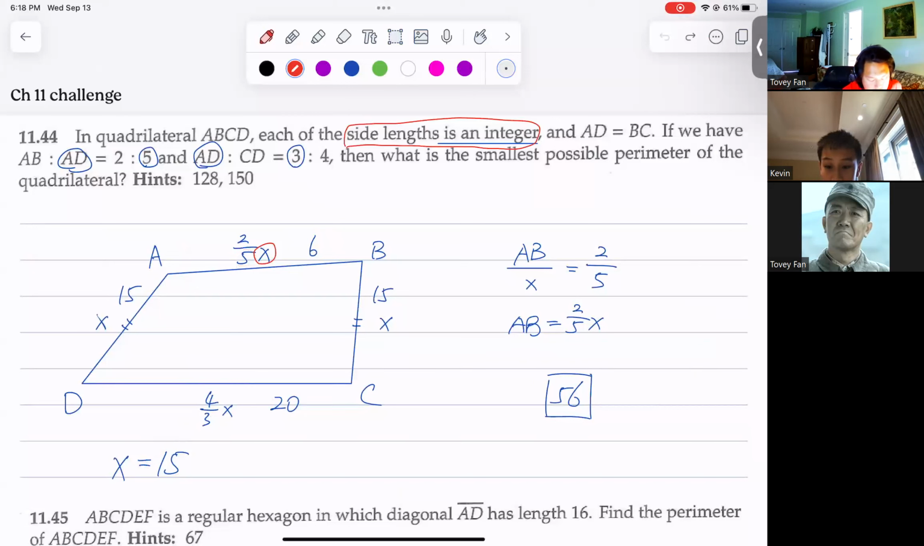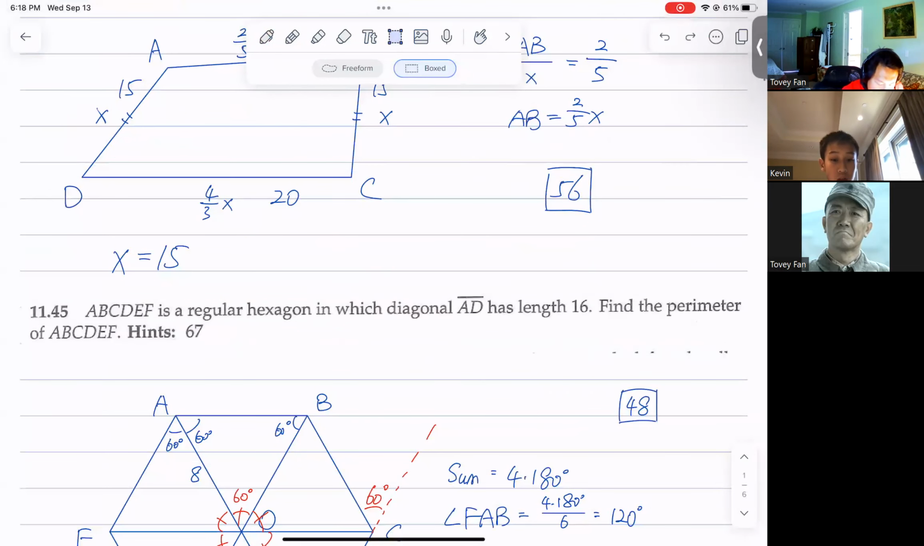So the key to this problem is to figure out these denominators using those ratios. Suppose x, get some denominators, and x has to be a multiple of all the denominators. That's the least common multiple.